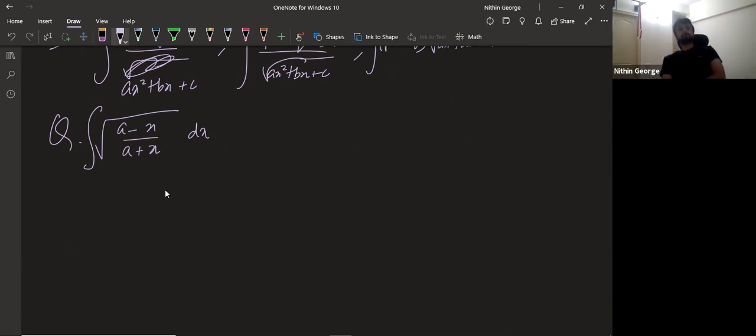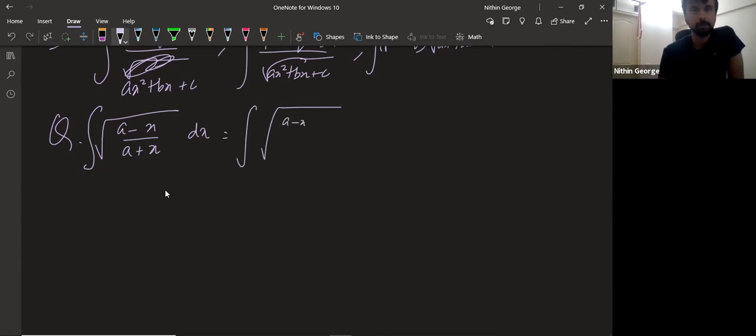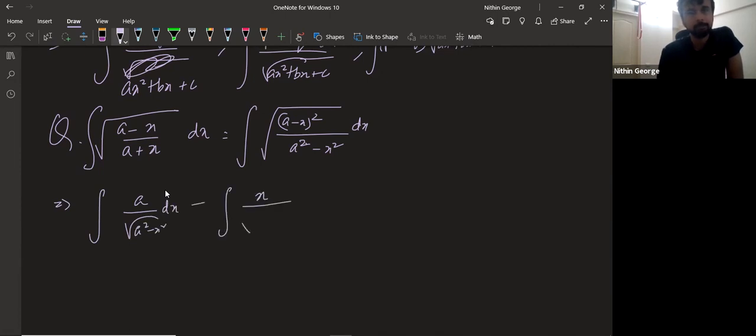Okay, how do you integrate this? Don't take a minus x by a plus x as t square, okay? It can get complicated. Take care of its conjugate. So you get root of (a minus x) the whole square dx divided by a square minus x square. So this becomes integral a by root a square minus x square dx minus x by root a square minus x square dx.